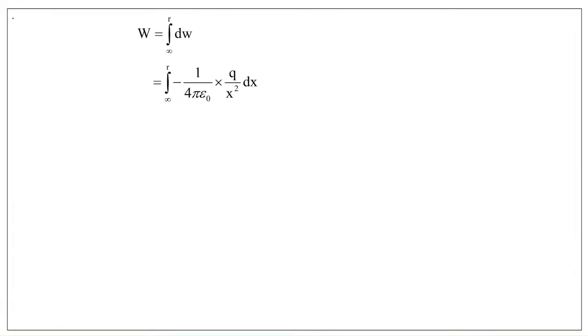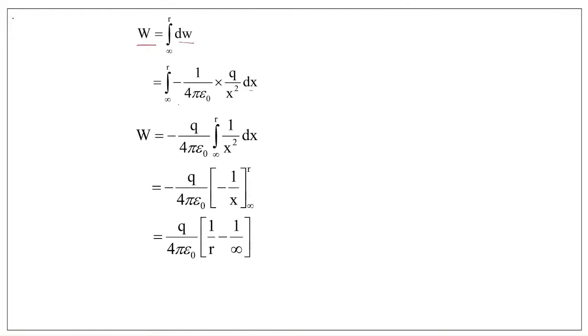Therefore, W is equal to integration infinity to r of dW. Substitute equation 3 in this equation, we get W is equal to integration infinity to r of minus 1 by 4 pi epsilon naught, Q by x square into dx. Take constant term common. That is, W is equal to minus Q by 4 pi epsilon naught, integration infinity to r of 1 by x square dx.